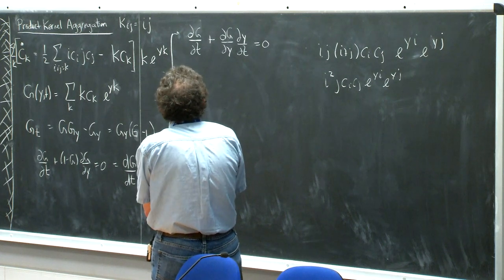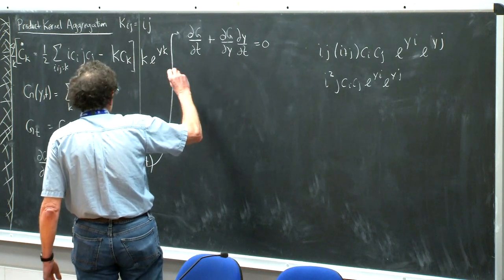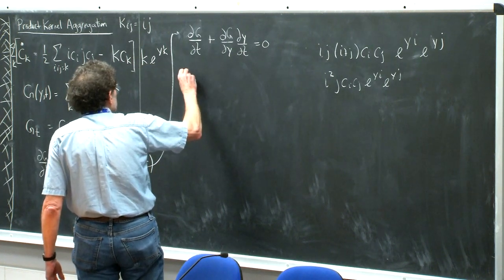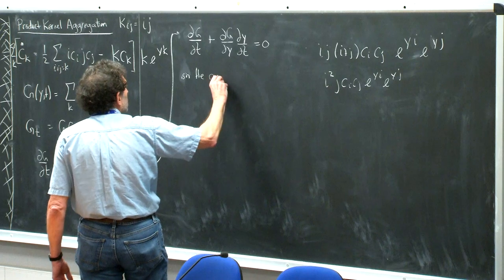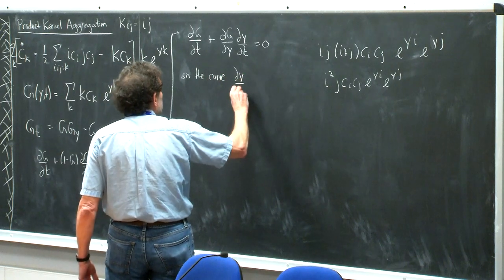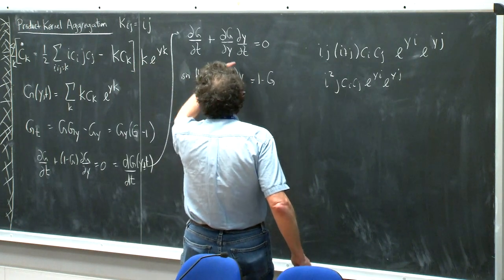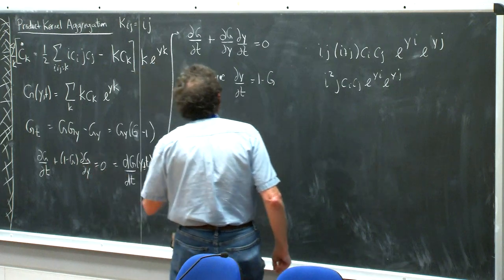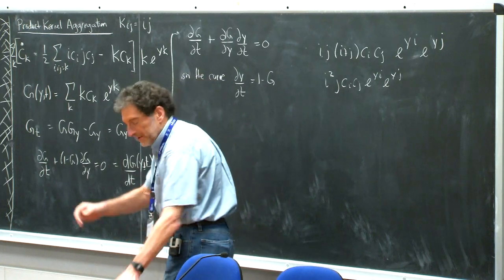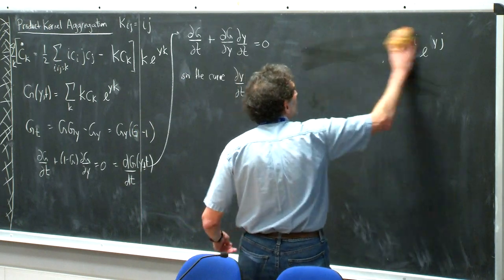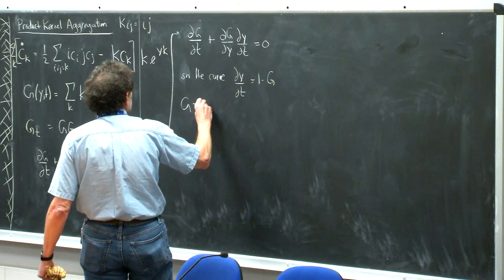So the point is that on what's called a characteristic curve, so on the curve where dy/dt is equal to 1 minus G. So if dy/dt is 1 minus G, then this equation is the same as what we have before, and on this curve, G equals constant.